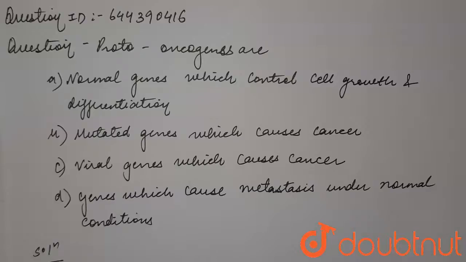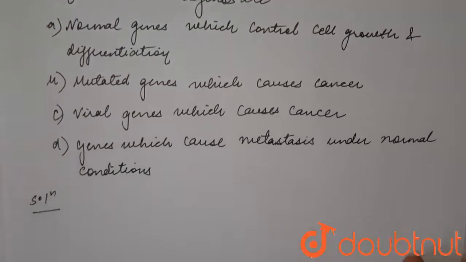Hello students, so we have this question. Proto-oncogenes are A, normal genes which control cell growth and differentiation, B, mutated genes which causes cancer, C, viral genes which causes cancer, then D, genes which causes metastasis under normal conditions.